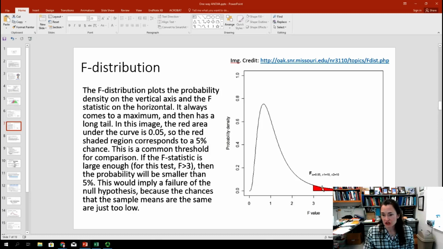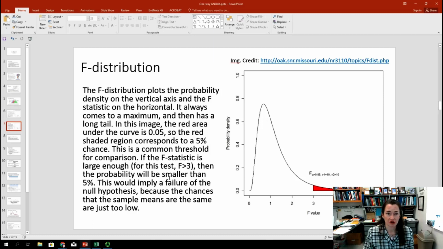So if you look, you can see that the red area under the curve starts at a value of F, but it's about 3, okay? And so what you're doing is you're integrating F from 3 to infinity, okay? Or you're seeing what the probability is that F would be greater than 3, okay? All right, so if you had an F statistic that was bigger than 3, then that would mean that the probability that it would be there would be smaller than 5%.